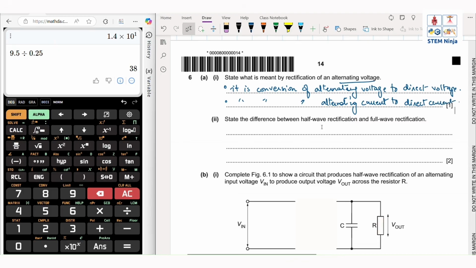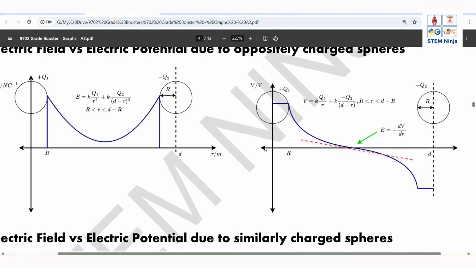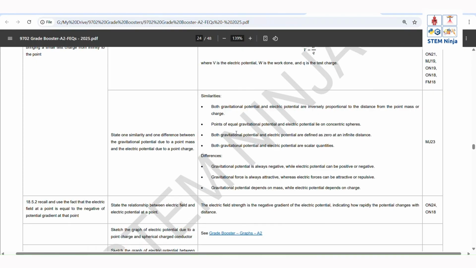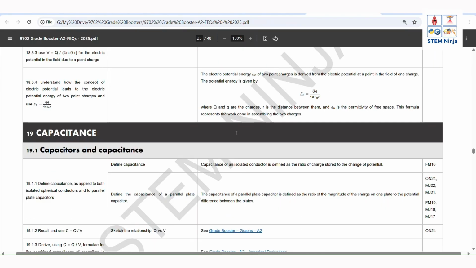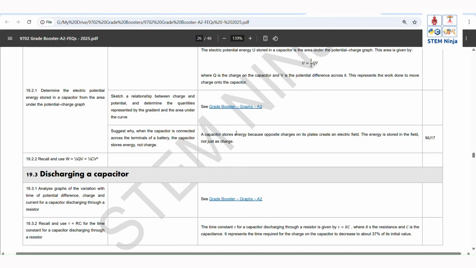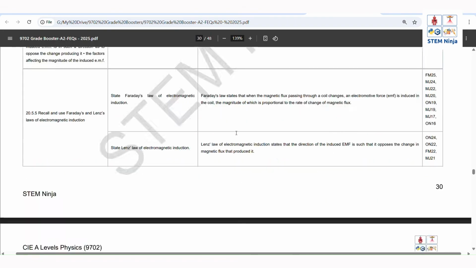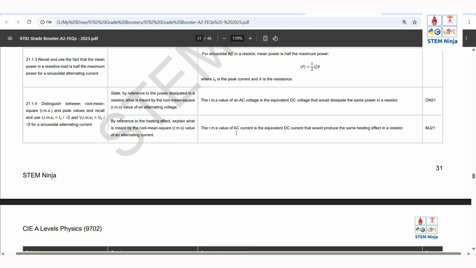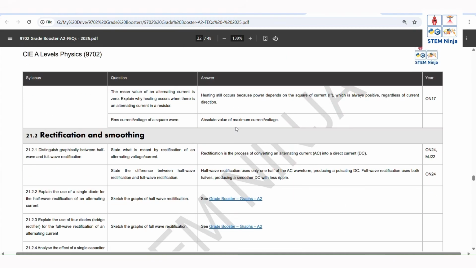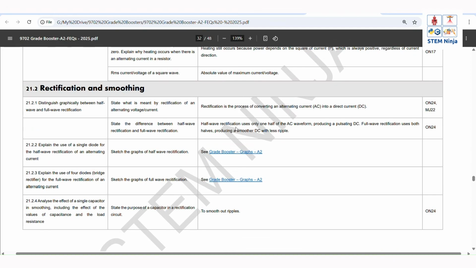Okay, all right. State the difference between half wave rectification and full wave rectification. We already know the answer to this, but just to show you again, we have you covered over here. See, we already have this question over here. Half wave rectification only uses one half of the AC waveform. Full wave rectification uses both halves, basically, right?